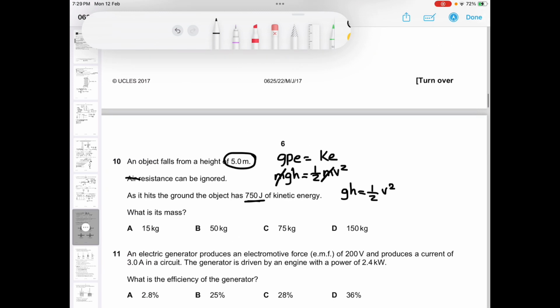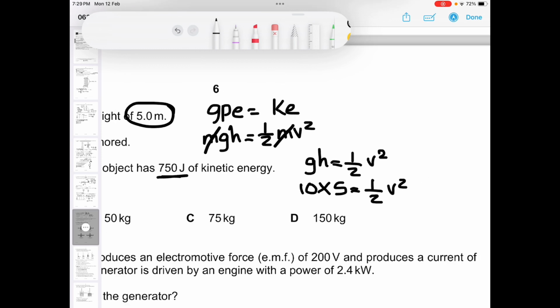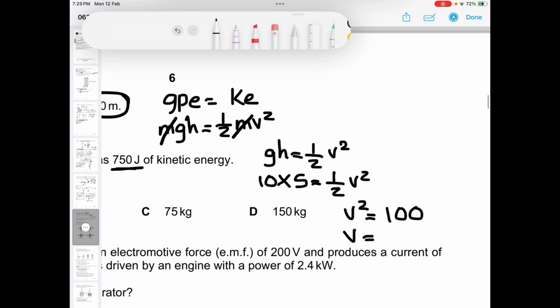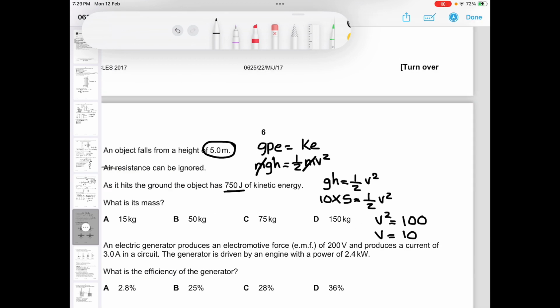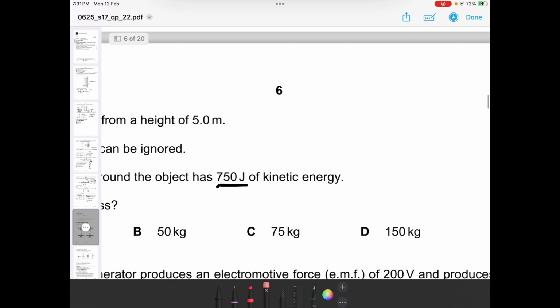Gravity here we're going to use 10, but in the new syllabus of 2023 we use 9.8, unless specified, obviously. So 10 times 5 is equal to half v squared. V squared is equal to 100. V is equal to 10. This is its velocity. V, as we said, is equal to 10.